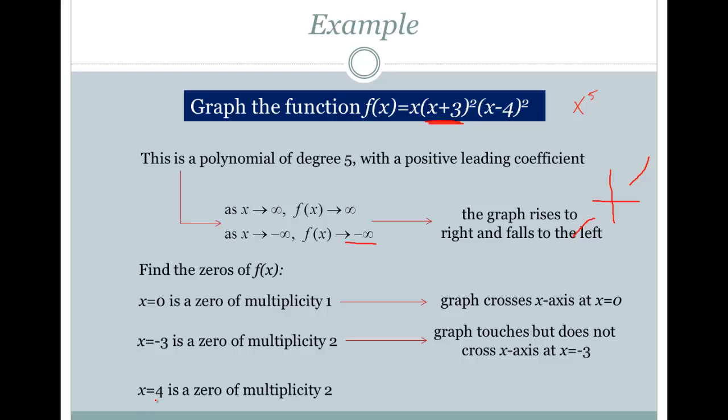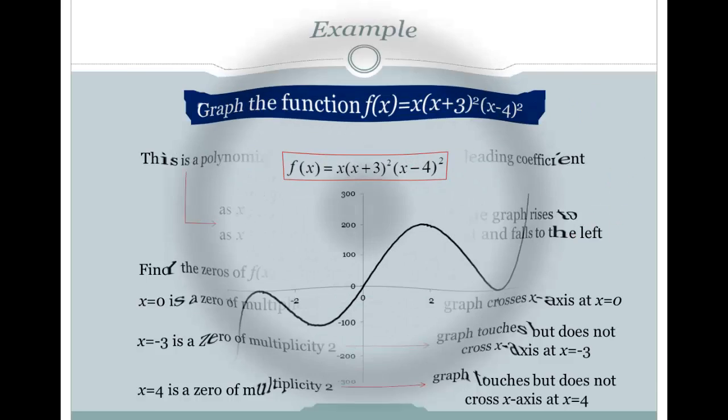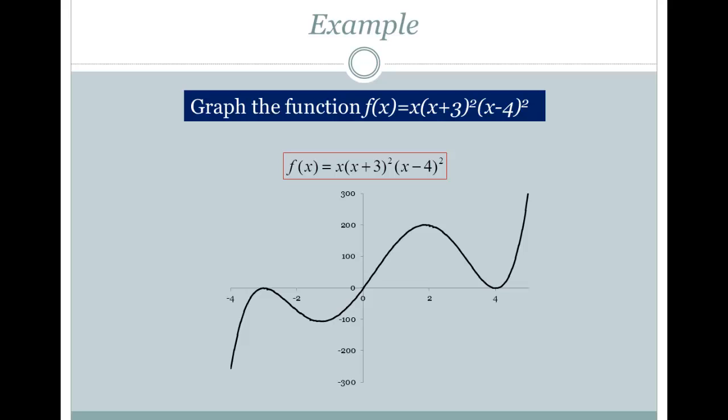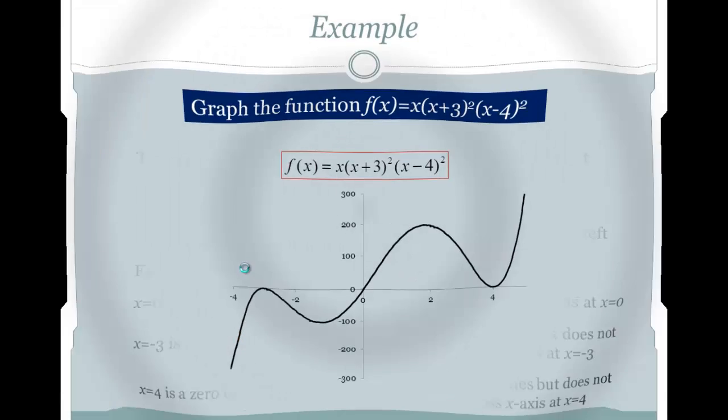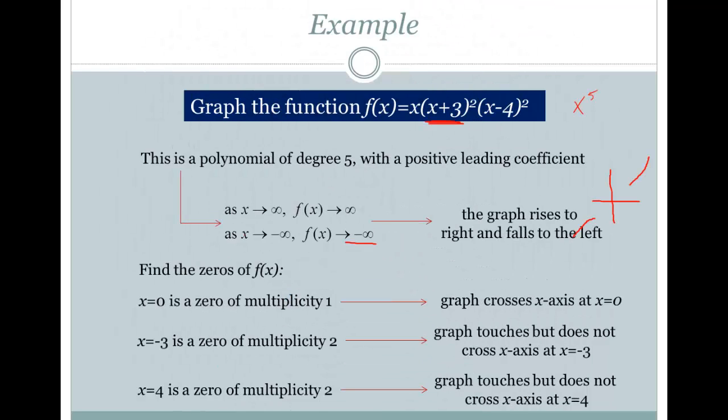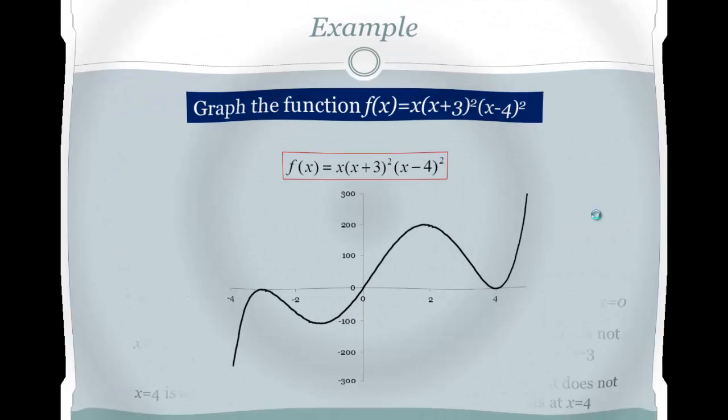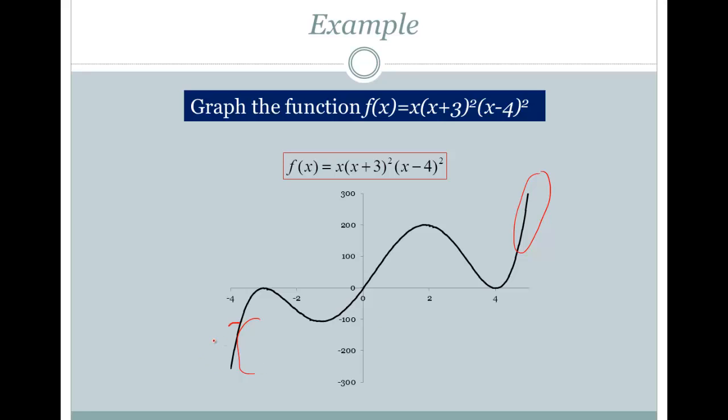I should also see that x equals 4 is a zero of multiplicity 2. It's a double root. And again, that means I'm going to touch the graph, but not cross the axis. So if I look at this, I'm going to look at my end behavior first. Sorry, let me go back there. I'm going to look at my end behavior over here. I'm going to graph my zeros. I know I'm just going to touch right there.